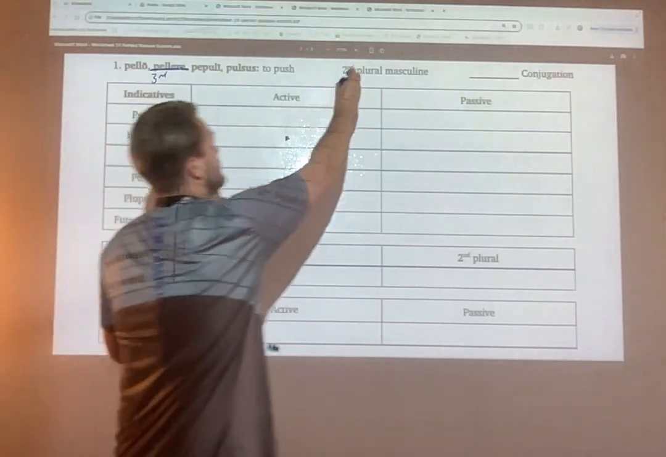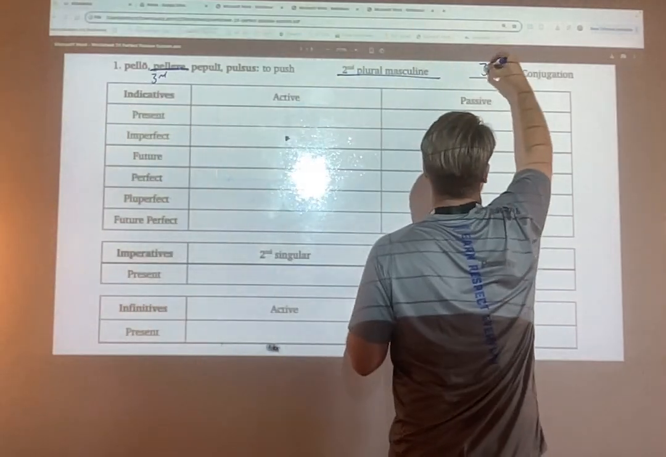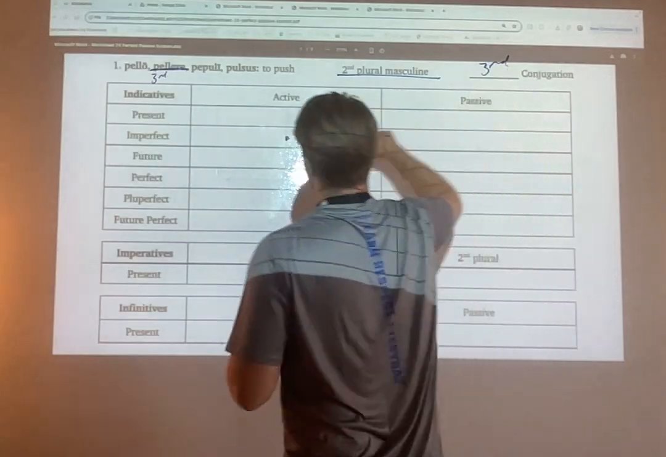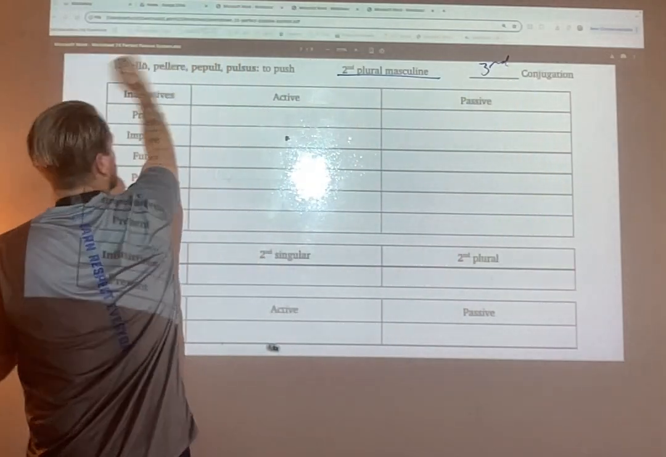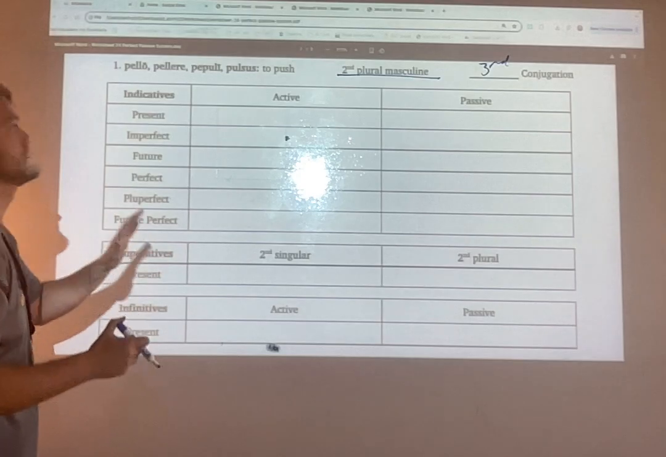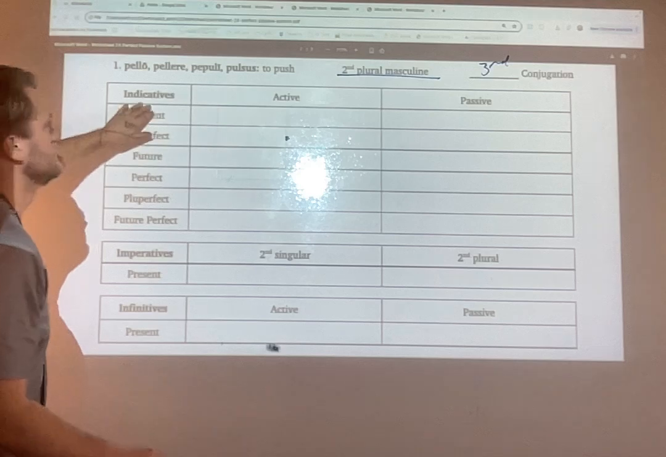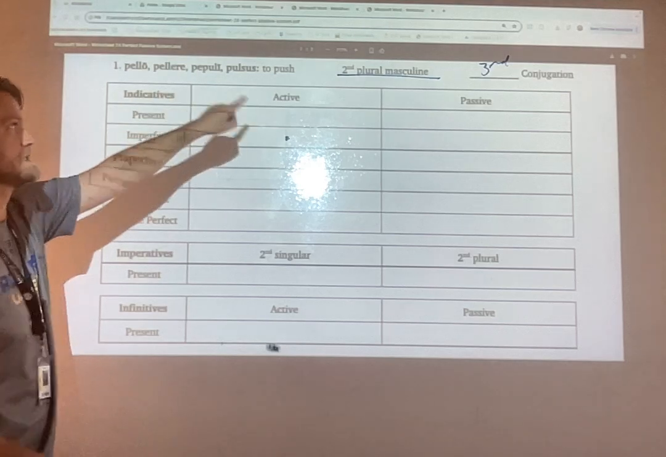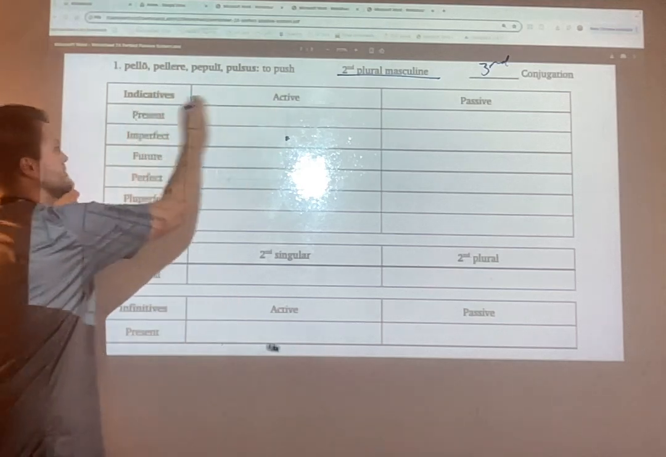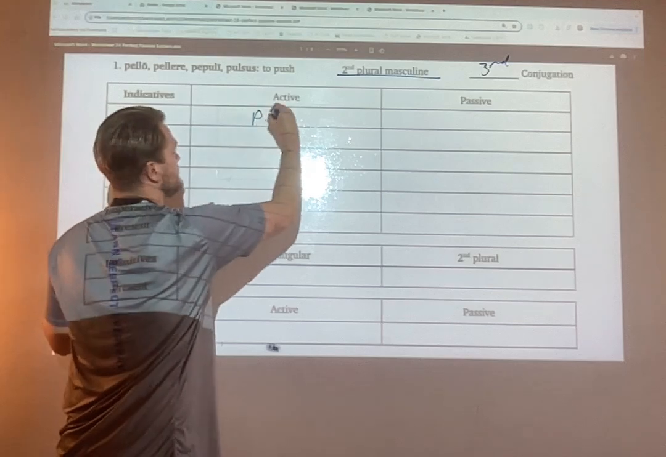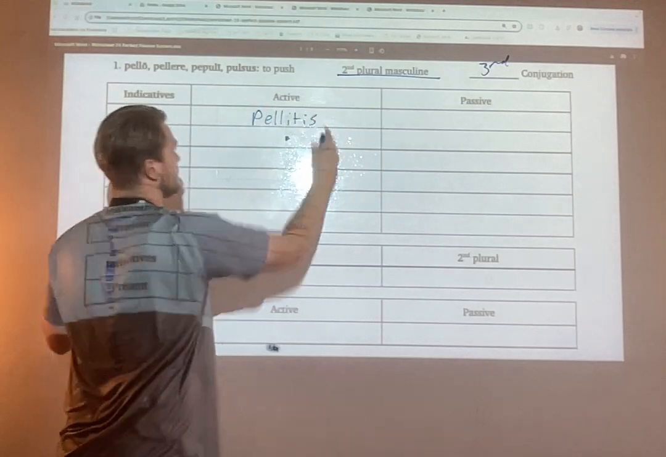All right, we're doing a second plural masculine. Whoops, there was a spot for conjugation right there. So it's third, all right? Second plural masculine. That's important for us to know. But before we even get into the whole gender thing, we're just dealing with the fact that it's second plural. So second plural, present active, that's just going to be pellitis, all right?